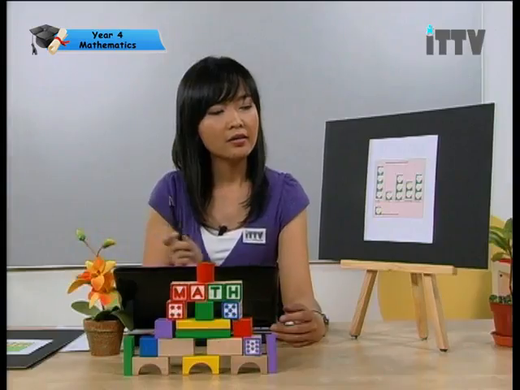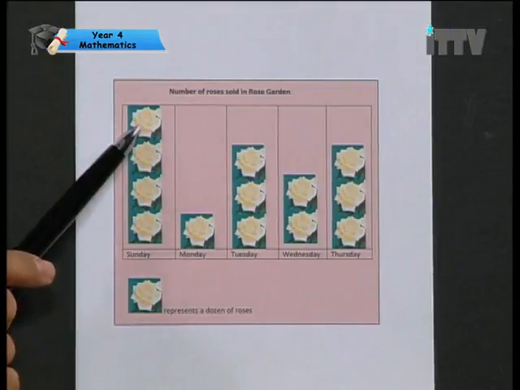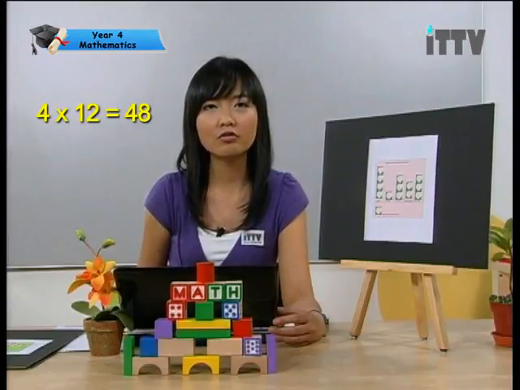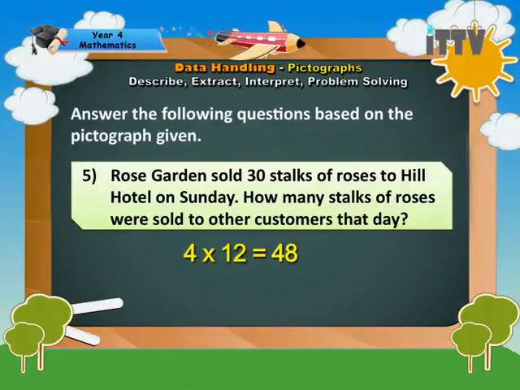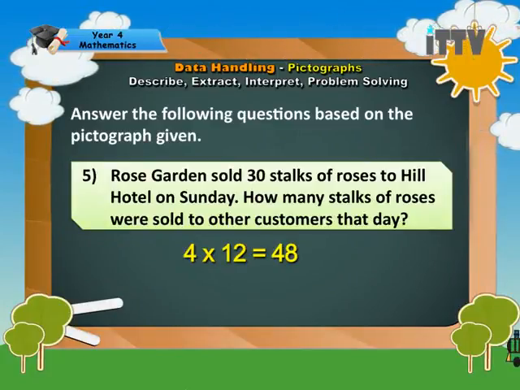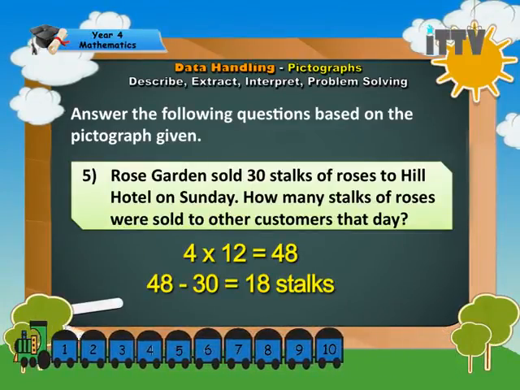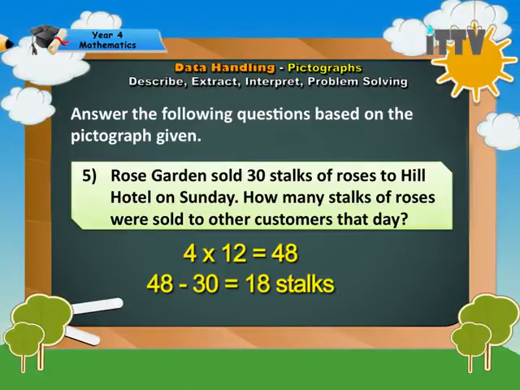Come, let's take a look at Sunday. Sunday, how many dozens of roses were sold? 1, 2, 3, 4. 4 pictures, 4 dozens of roses. Now, 4 dozens of roses, how many stalks are there? 4 times 12 equals 48 stalks of roses. If 30 stalks were sold to Hill Hotel, therefore, the number of roses sold to other customers is 48 minus 30. That is 18. So our answer is 18 stalks of roses.